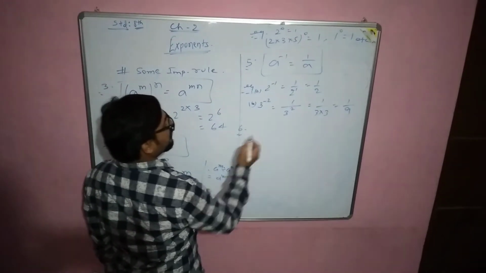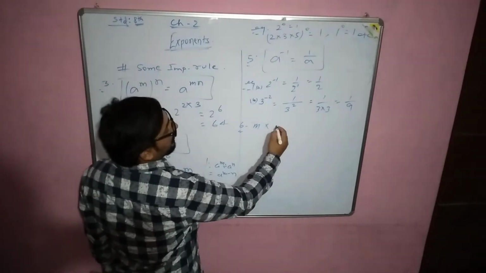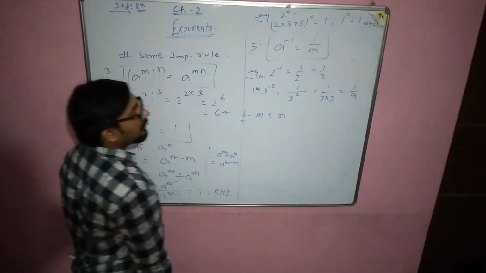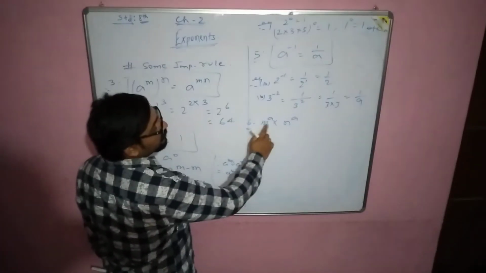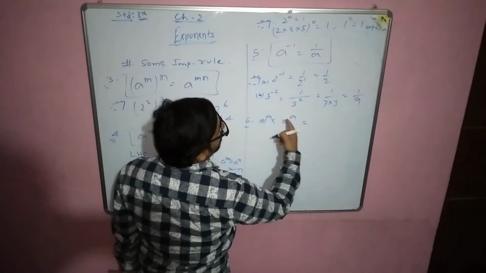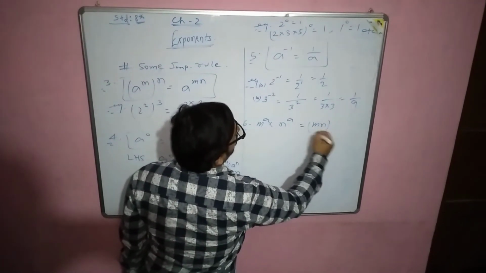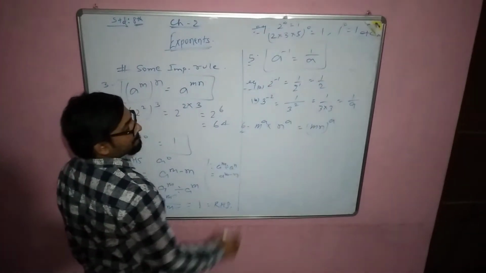Now rule number 6. Suppose the base is m and again the base is n, and the powers are the same, a. It means m raised to the power a into n raised to the power a. In this case, the power will be taken common. So (mn) to the power a.